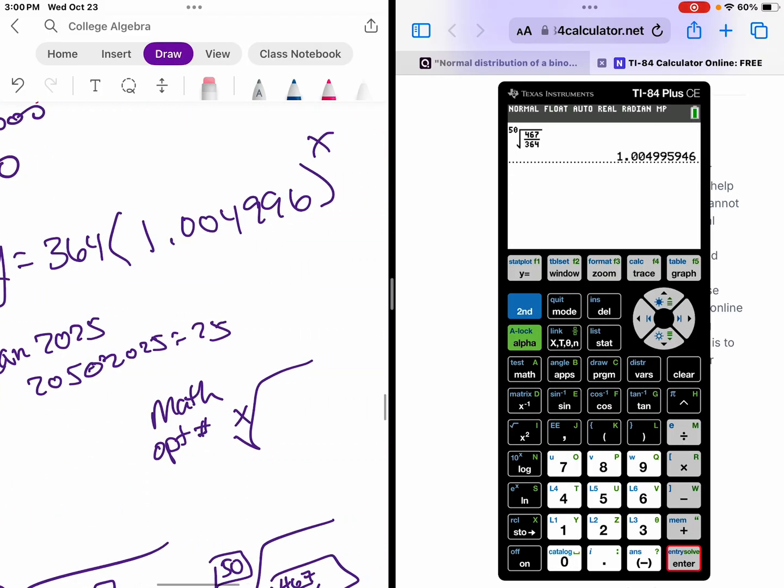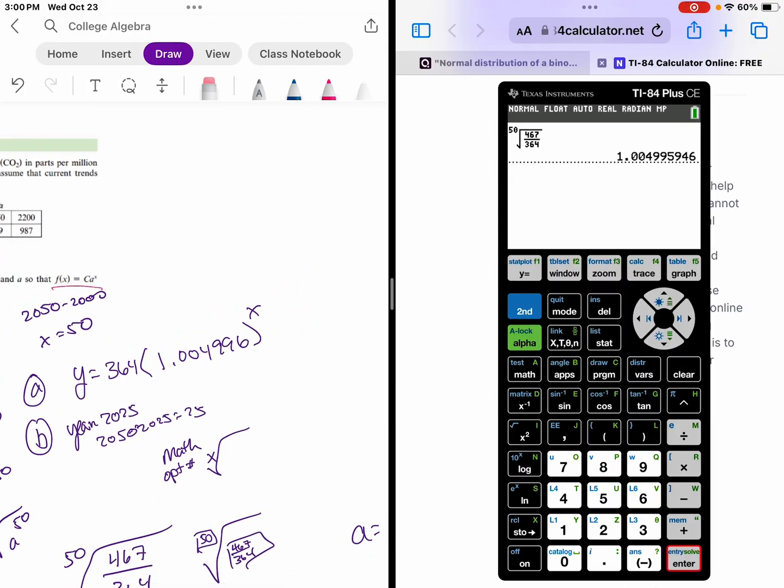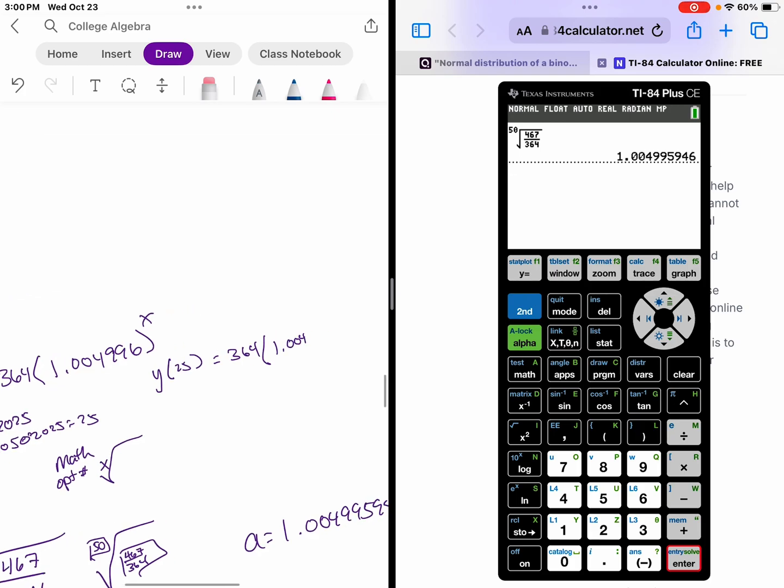With that in mind, we're just going to take our equation, let's shrink it up, and say, what is y of 25? 25 years after it started. So that would be 364 times 1.004996 raised to the 25th power. So let's get to the calculator.